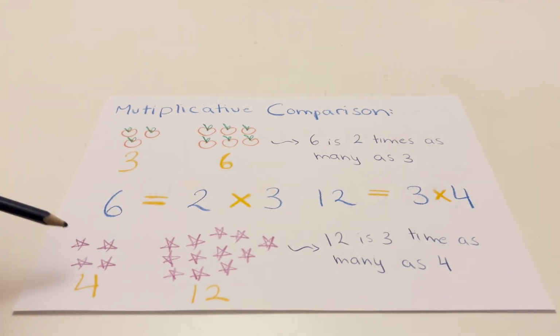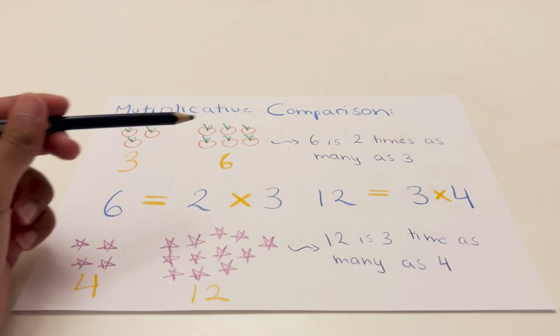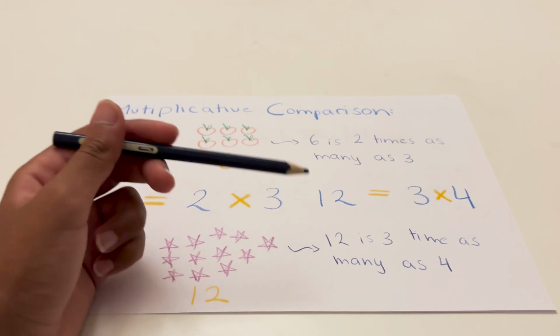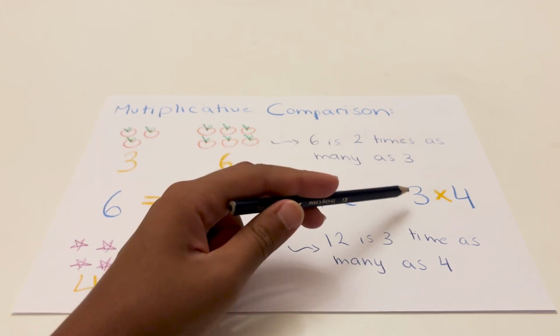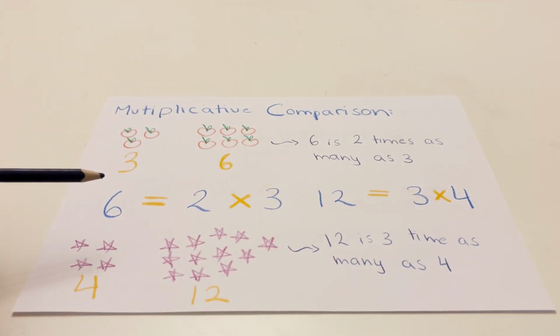Another example, if you have 4 stars and another group has 12 stars, you can say that 12 is 3 times as many as 4. To write it as an equation, you would write 12 equals 3 times 4. So, a multiplicative comparison helps us see the relationship between two numbers using multiplication.